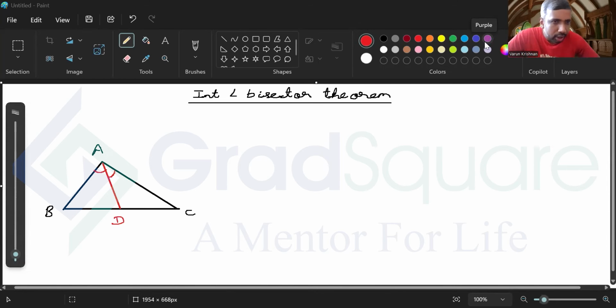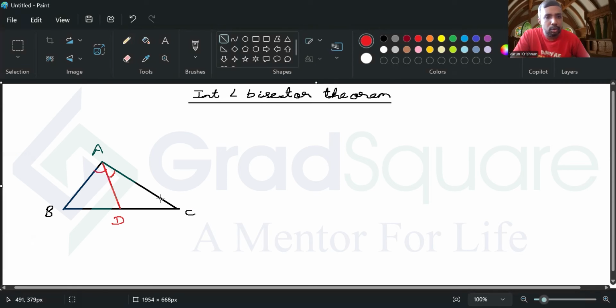For example, in this triangle ABC, we have got a straight line AD here, which bisects the angle BAC of the triangle, which means angle BAD and angle CAD will be equal. So whenever there's an interior angle bisector in a triangle, we can apply a theorem called the interior angle bisector theorem. So let's quickly get into the derivation of this theorem and figure out how the derivation happens.